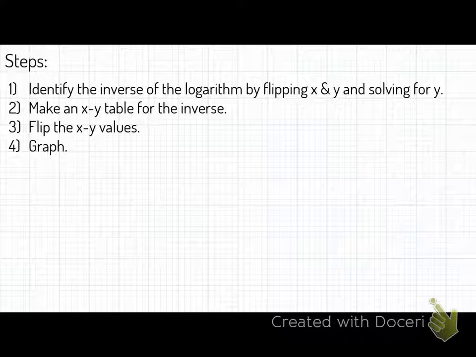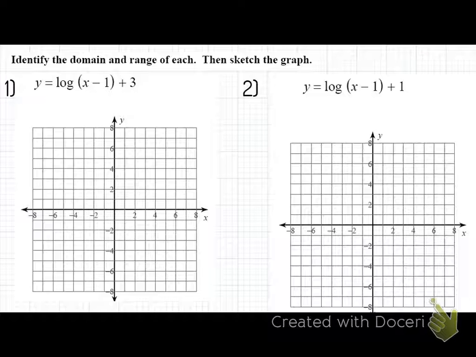Okay, here we go. So you should have written down the steps. All right, numbers 1 and 2. I'm only going to show you 2 problems because it takes a long time, and I'd rather you spend more time practicing than me just showing you how to do it. So we identify the domain and range of each, and then sketch the graph. I can't really graph this easily without changing this to an exponential equation.